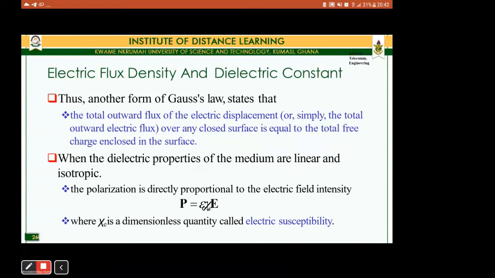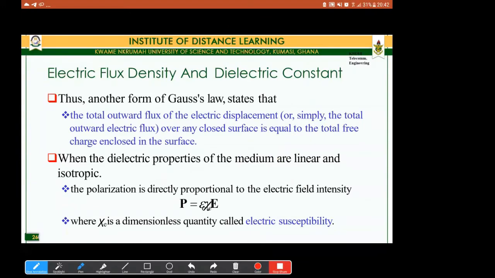Now, we have another expression here that helps us simplify things further. When the dielectric properties of the medium are linear, isotropic, uniform, then the polarization is directly proportional to the electric field intensity. So that is P, which is a polarization vector, is directly proportional to E. The constant of proportionality then becomes epsilon naught chi E. This chi E is called the electric susceptibility. So we have another relationship that P, the polarization vector, equals epsilon naught chi E times E.